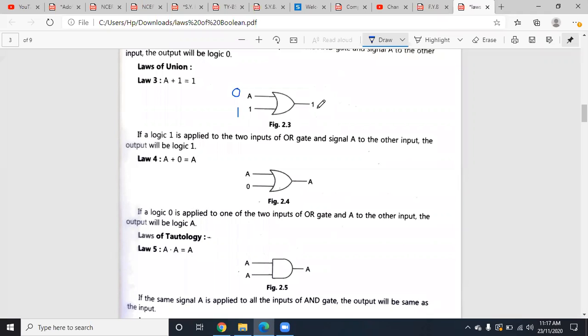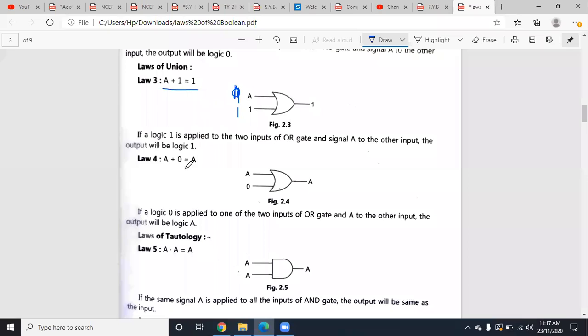0 plus 1 will always be 1 only. If I put that variable A equal to 1, then what will be my output? 1 plus 1 will be, in Boolean, what will be 1 plus 1? 1 only. Correct. This is how it can be proved, right?